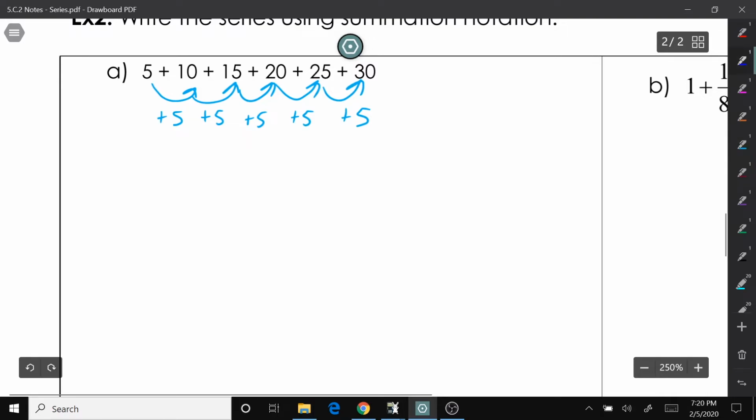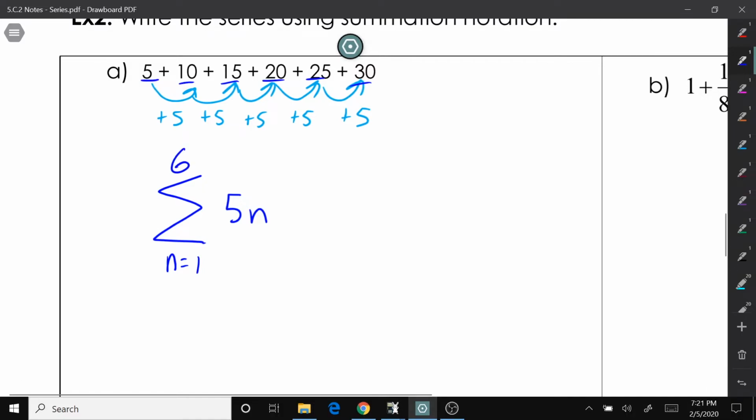Okay, so we're adding 5 each time. And our function's 5n. And we start at 1 and go to 1, 2, we have 1, 2, 3, 4, 5, 6 terms.